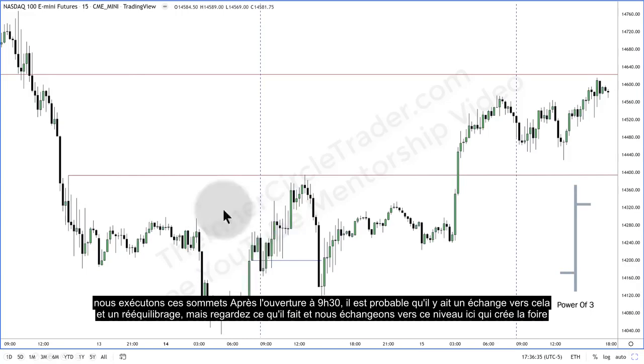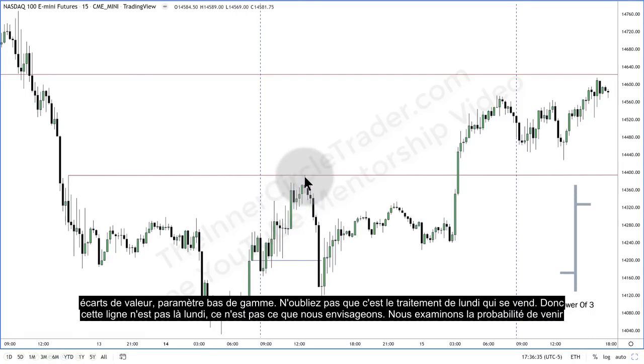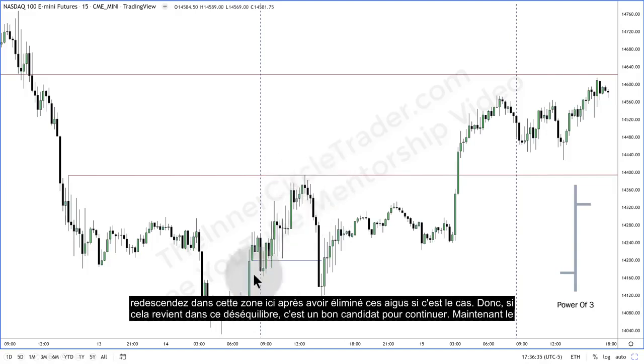So if we run these highs out after the open at 9:30, it's likely to trade down into that and rebalance. But watch what it does. And we trade up into that level here, which creates the fair value gap's low end parameter. Remember, this is Monday's trading. It sells off. So this line isn't here on Monday. That's not what we're looking at. We're looking at the likelihood of coming back down into this area here after taking these highs out. If it does so, if it trades back into this imbalance, that's a good candidate to go long.